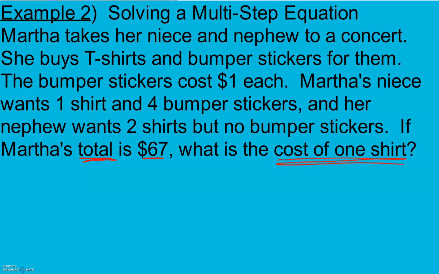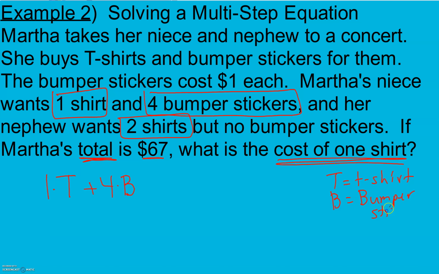Well, to find cost, we take quantity times price. All the things that were bought were one t-shirt, and 4 times the number of bumper stickers, and 2 more shirts. So 2 times the cost of the shirts. This is cost of t-shirts and cost for bumper stickers.